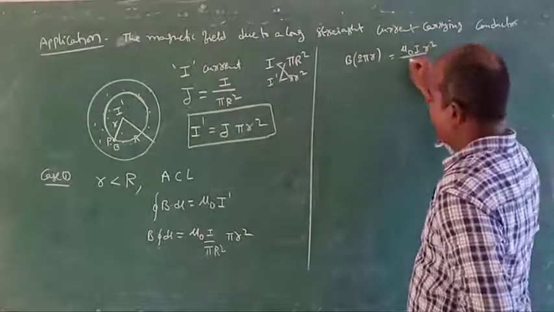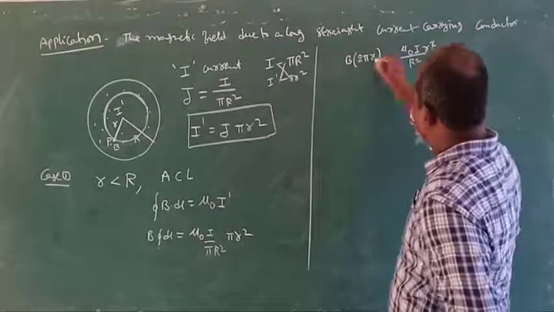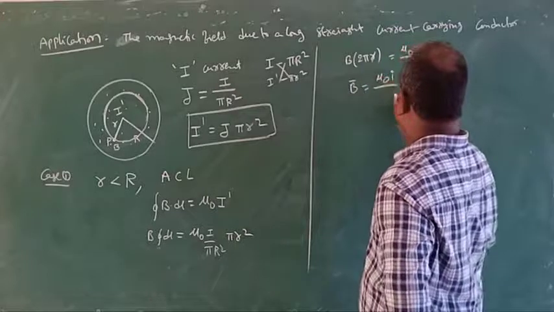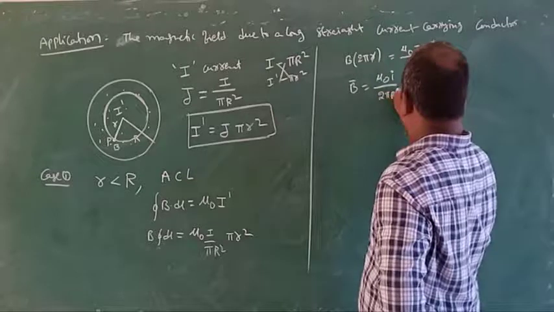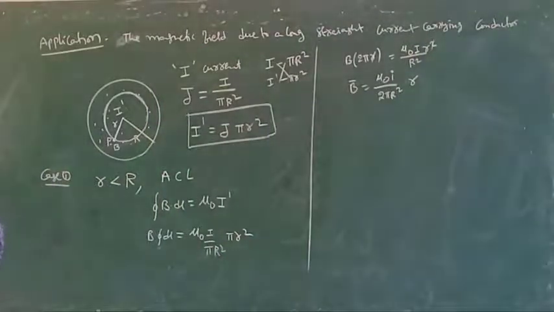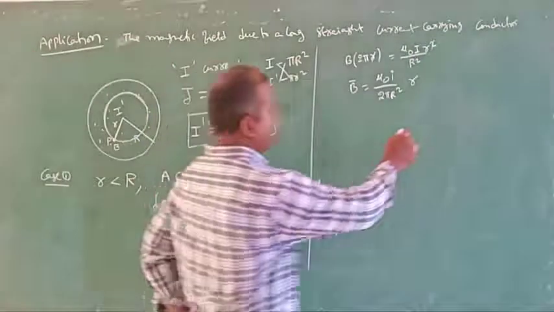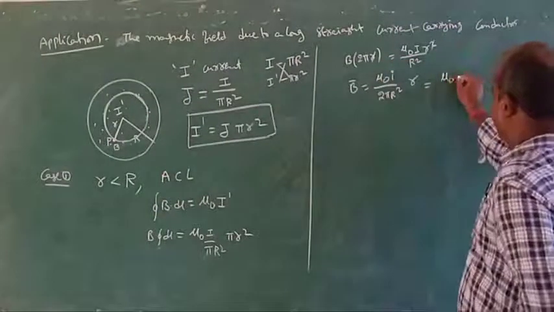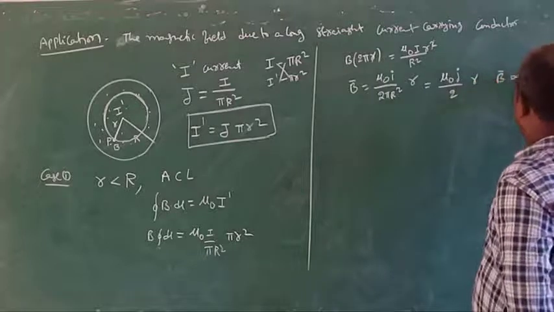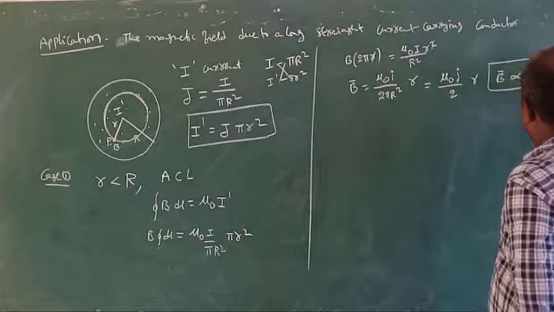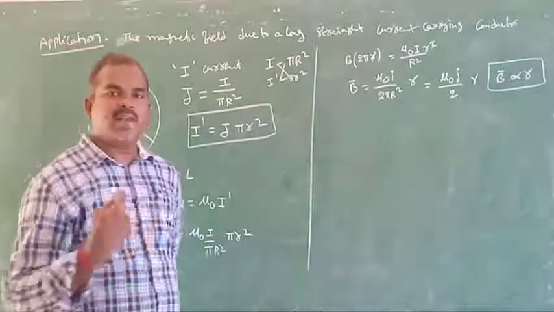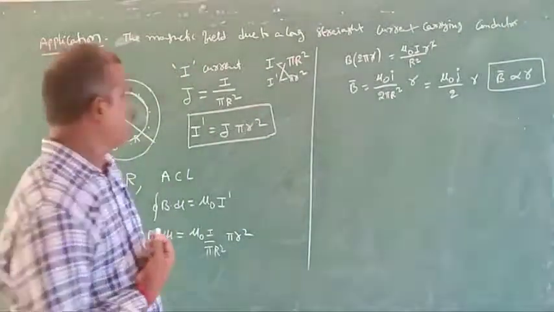r square by capital R square. Square r gets cancelled. Magnetic field induction B is equals to mu naught I by 2 pi R square into small r square into small r. Here I by pi R square is nothing but current density. We can write in terms of current density, mu naught J by 2 into r. Then the magnetic field induction inside of this straight current carrying conductor is directly proportional to the radius of that circular loop.